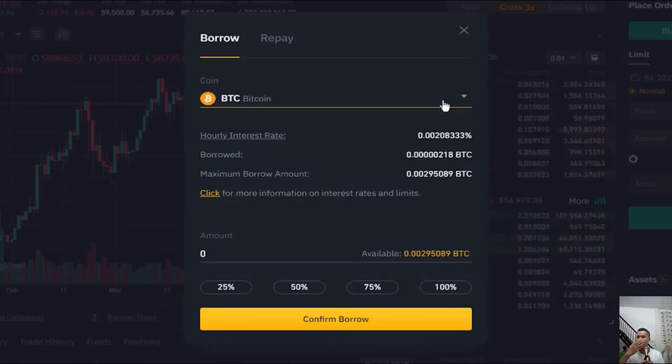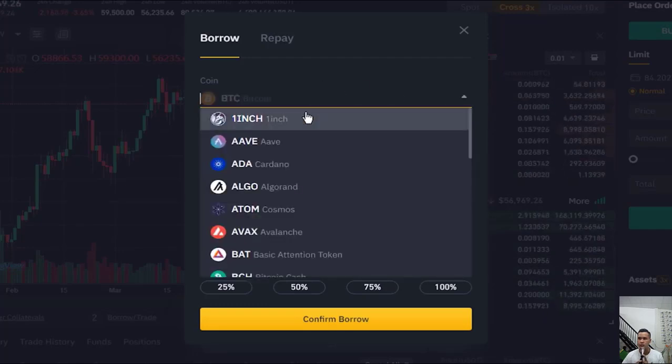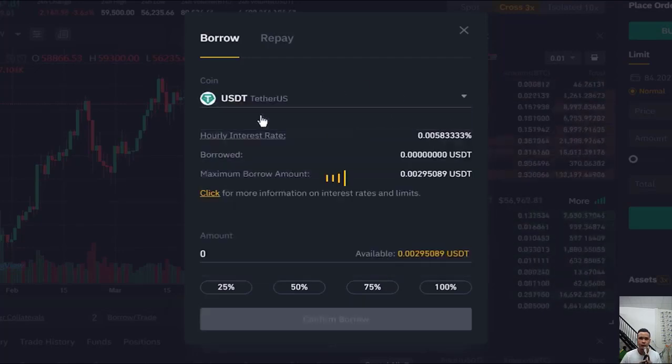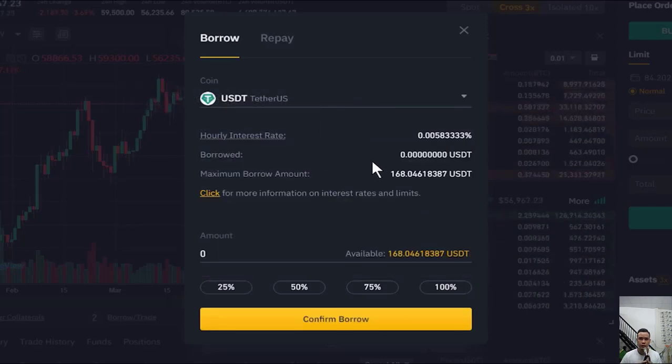For example, first let's borrow USDT because we have USDT in our margin account and we want to see what happens when we borrow. Here we search USDT and here it is. Pay attention to this part. Here it shows that we haven't borrowed any USDT yet. And here it shows the maximum amount that we can borrow is 168 USDT. So we can use our initial fund, the 84 USDTs, as collateral to borrow 168 USDTs.